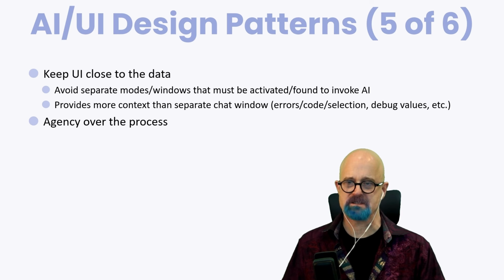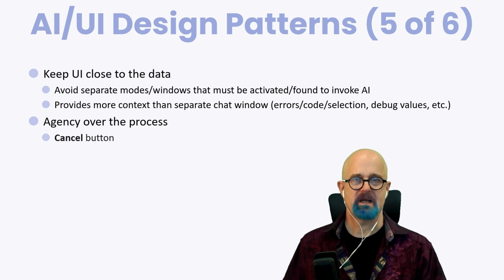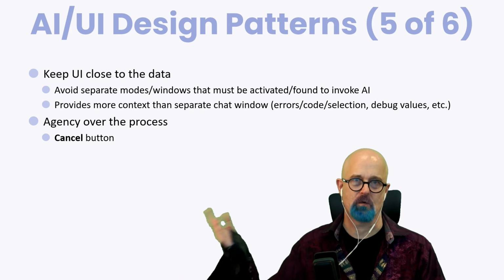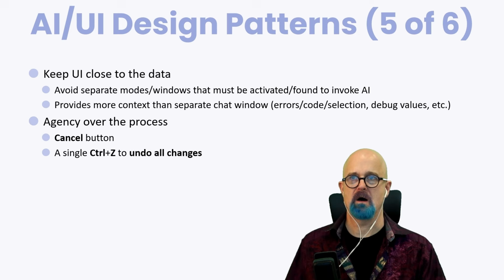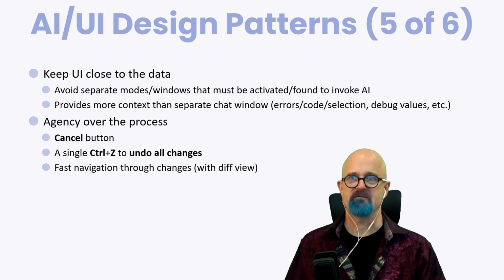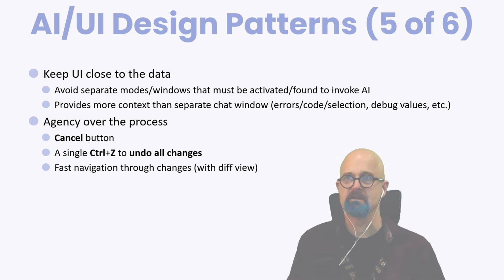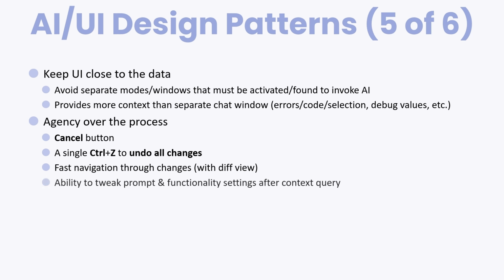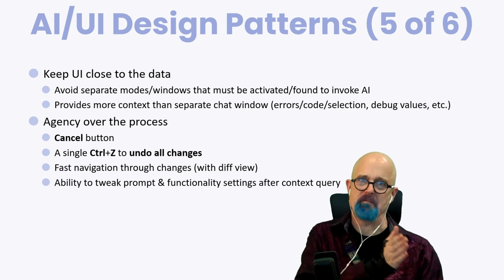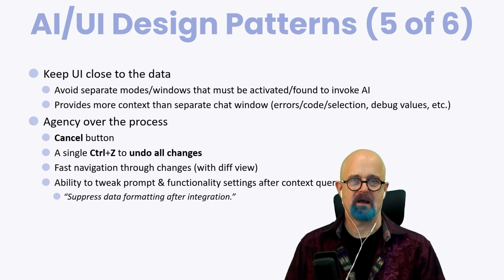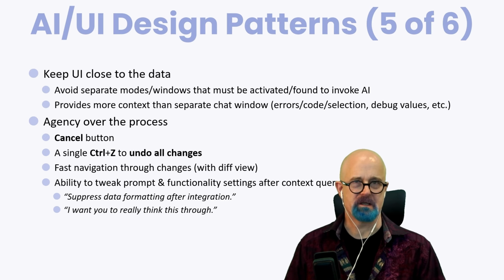Agency over the process is important. Of course, we need a cancel button so we can stop a process going in the wrong direction or taking too long. We need to be able to undo all our changes with a single press of Control-Z. We need fast navigation through all the changes for our review with a difference view. That's important. And I think it's useful to be able to tweak prompt and functionality settings after the context query but before we get to the main reasoning model, such as suppress data formatting after integration. I really want you to think this through.